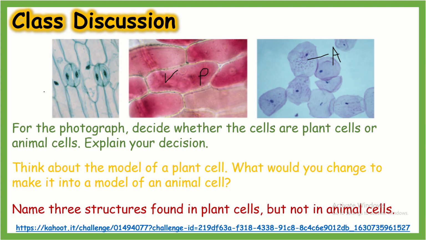Okay, now you have to find out what type of cells these are, whether they are plant cells or animal cells. Now think about the model of the plant cell. What would you change to make it into a model of an animal cell? Now we know that a plant cell has a cell wall, an animal cell does not have. A plant cell has chloroplast, an animal cell does not have. So if we remove these two things and if we make the structure of the plant cell oval, then it will become an animal cell.